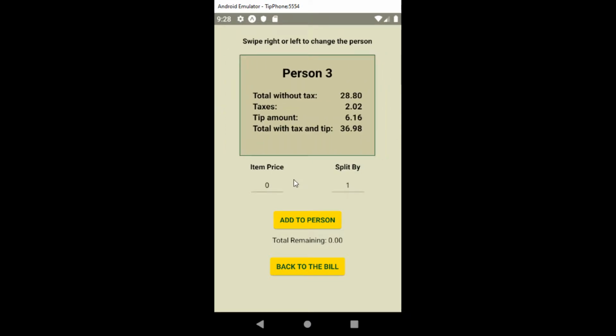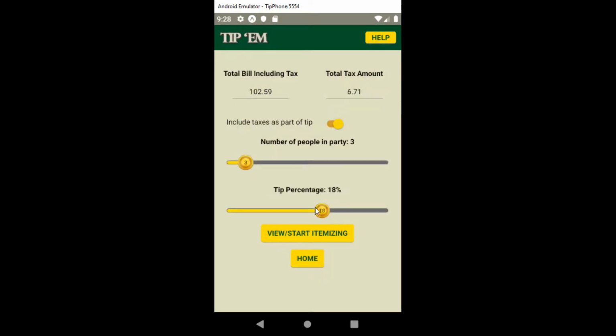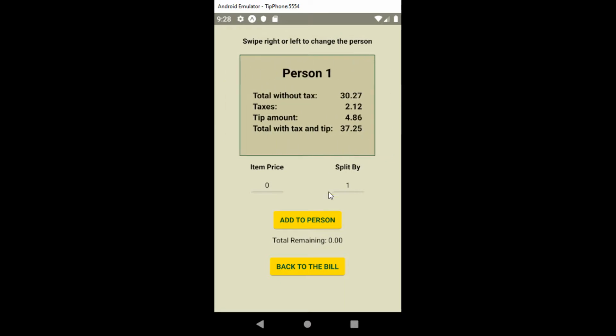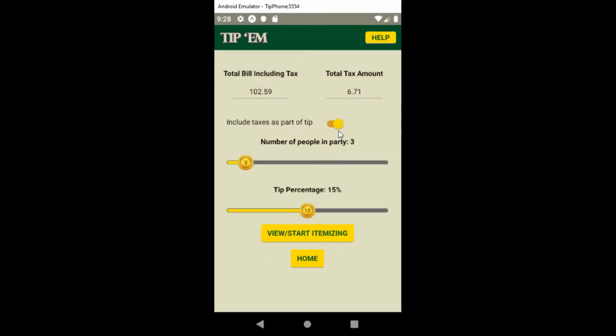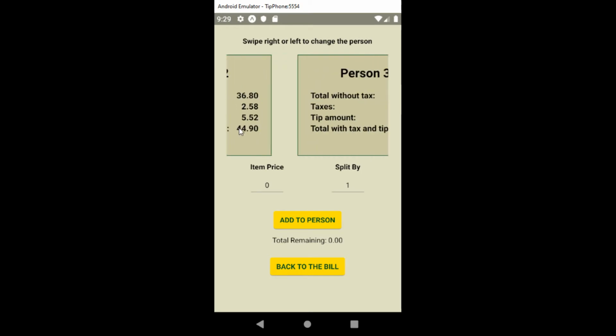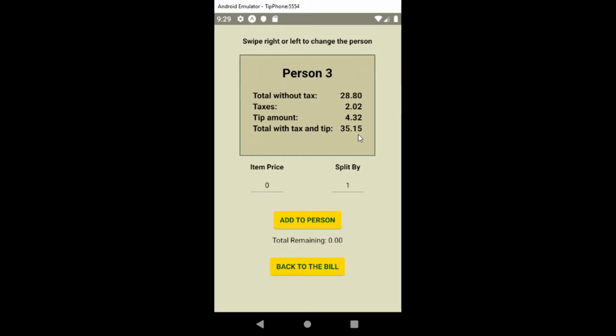You have the ability at this point also to go back to the bill. So if you want to adjust the tip amount, you can. The tip percentage. So now the tip totals have actually gone down because we've lessened the total of the tip. We can also at that point go back and deselect taxes. We still need to include that tax amount so we can calculate what everybody's individual taxes will be. But again, the tip has decreased, or the total has decreased for each individual person.